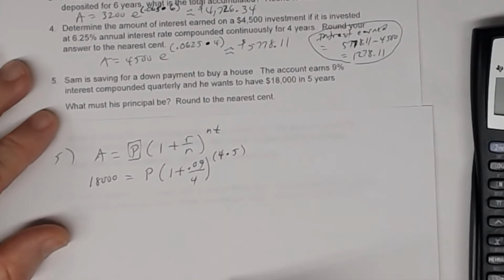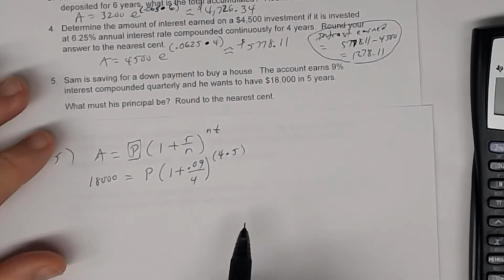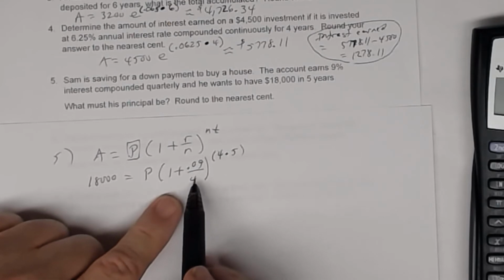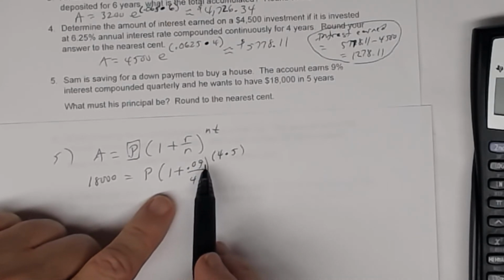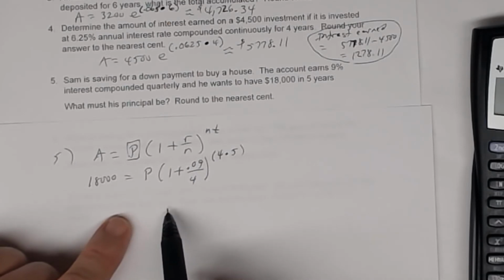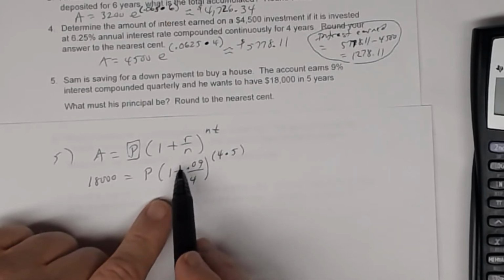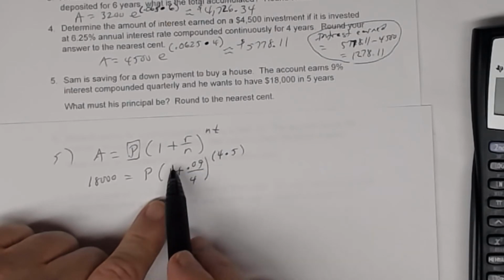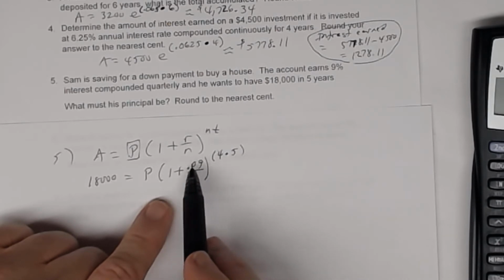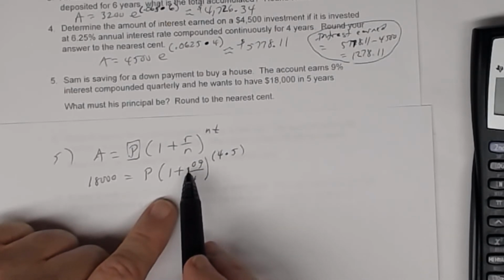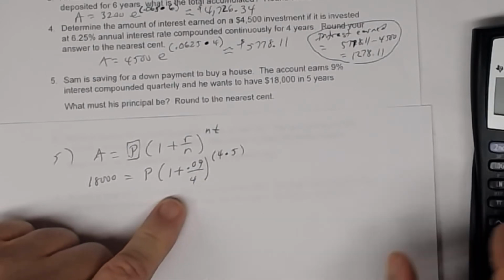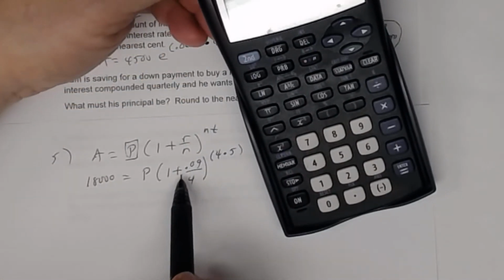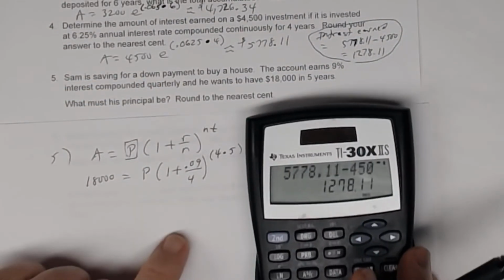Now here's the way I would do this, so listen carefully. What I would do first, because you remember you want to always round off at the end, is figure out if this right here is a rational number. And so notice 0.09 divided by 4, that's a rational number. So this is always going to be a rational number. So what I would do is put this in my calculator first.